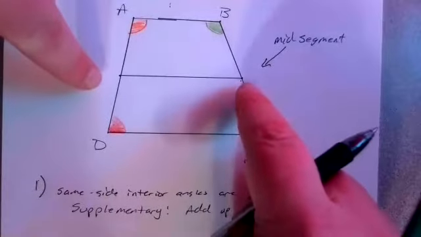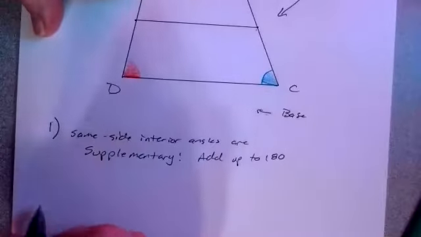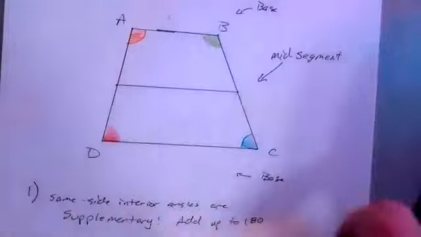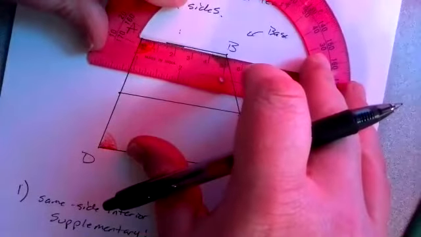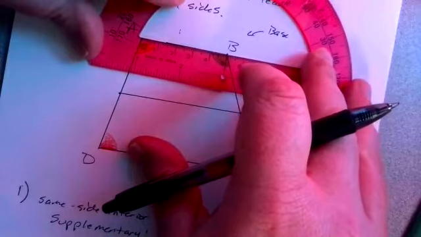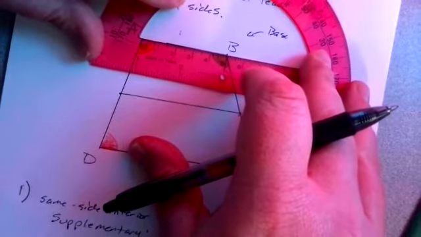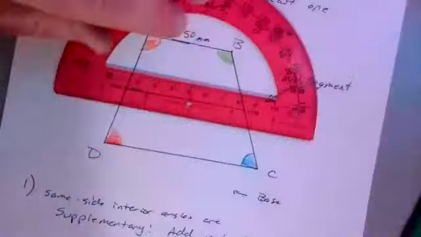There's some pretty neat properties about this mid-segment. All right, so the second property that we're going to have has to do with mid-segments. Let's take a look. The first thing I'm going to do is measure the distance from A to B. It's between 49 and 50, but closer to 50. So we're going to call this 50 millimeters.